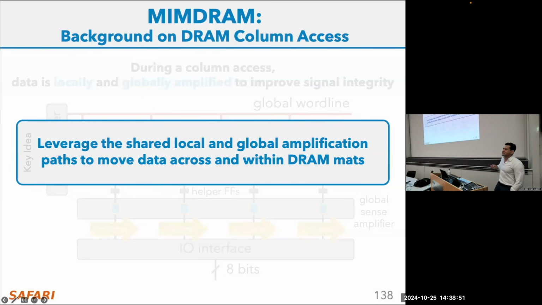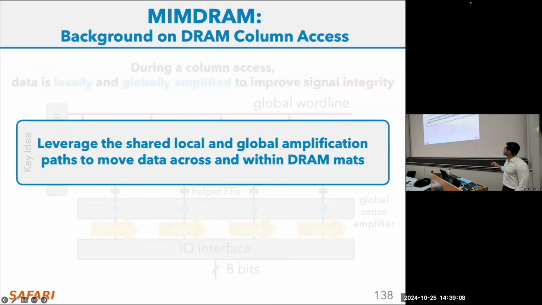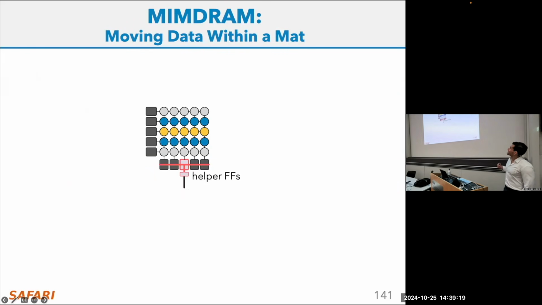So we are going to use these global and local amplification paths that already exist in the DRAM chip to allow us to move the data within and across the different DRAM mats. To move the data across the different DRAM mats, we are going to extend the global amplifier with an interconnect network, which allows us to move data across consecutive neighboring DRAM mats. And to move the data within a DRAM mat, we are going to repurpose these helper flip-flops to give us a temporary buffer to copy the data.